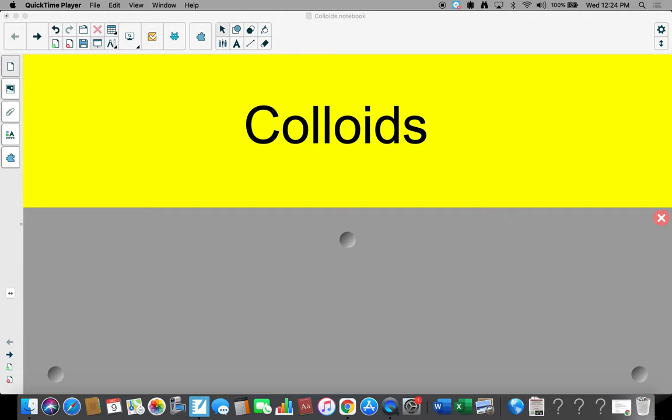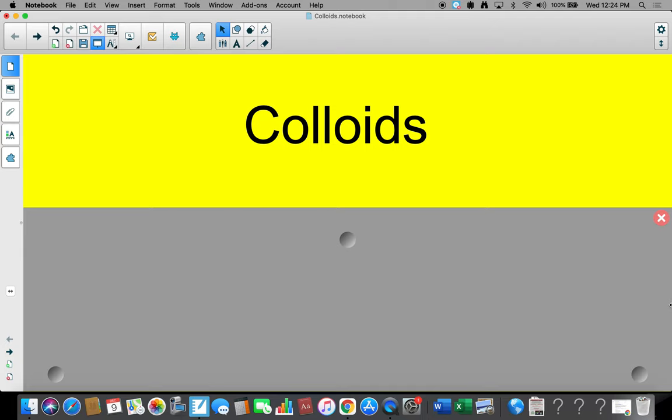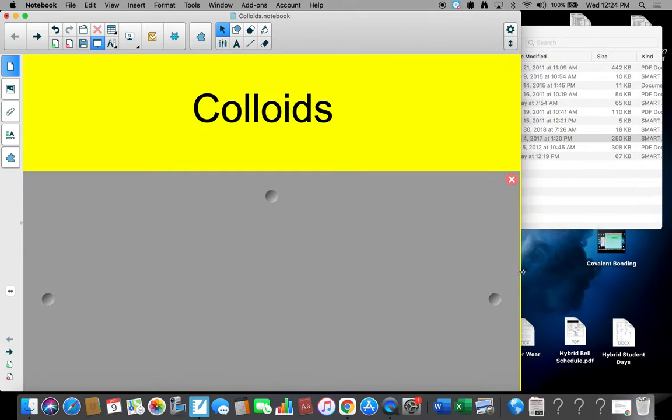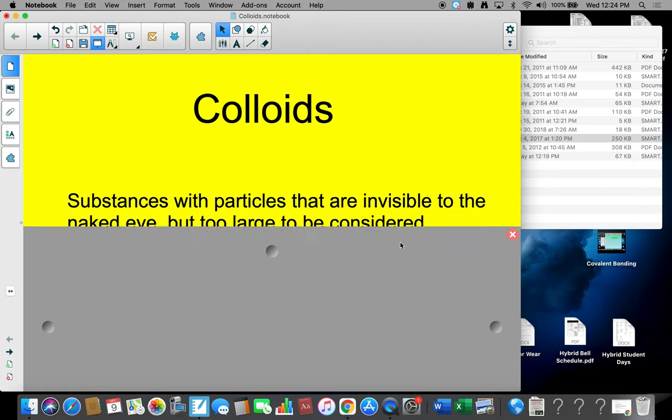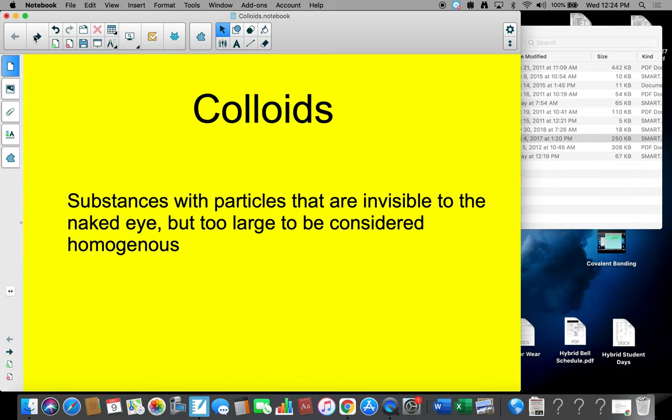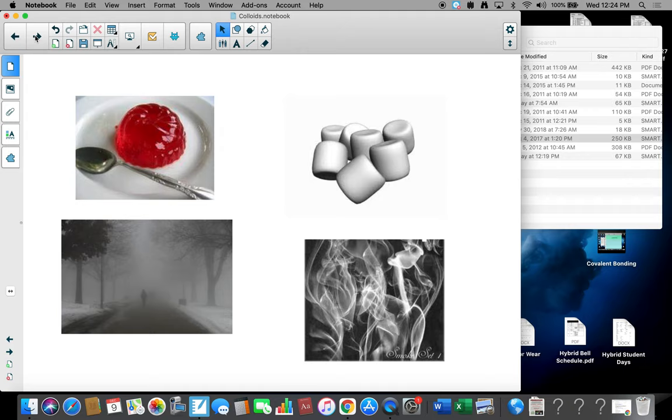In the fascinating world of chemistry, we're looking at colloids. Colloids are substances with particles that are invisible to the naked eye but too large to be considered homogeneous. Some examples: jello, fog, marshmallow, smoke. All of those are colloids.